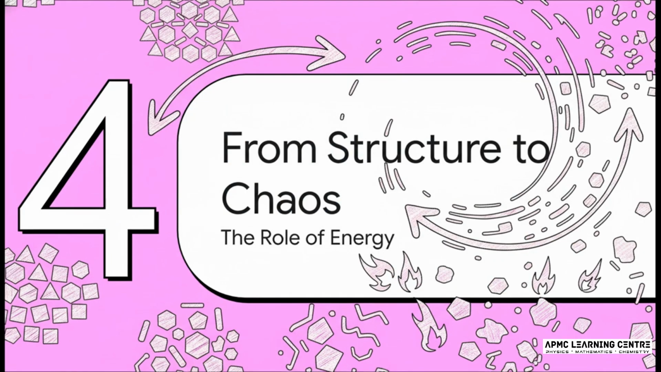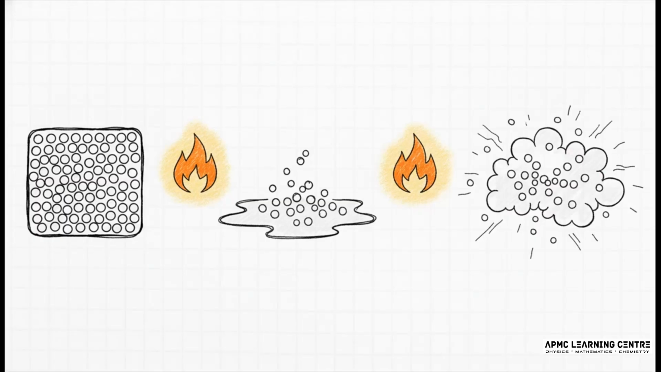So we've seen the structures, but now let's talk about the engine that drives all the change. What actually transforms matter from one state to another? This is the journey from structure to chaos. So what's the one thing that fuels these incredible transformations? What turns a rock-solid block into a flowing liquid and then into a wild, chaotic gas? This secret ingredient is just energy.